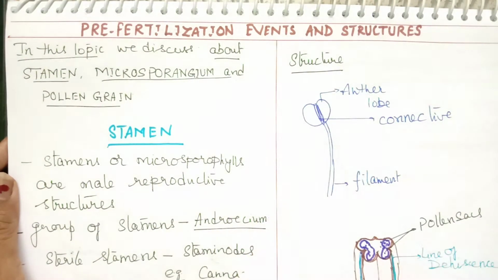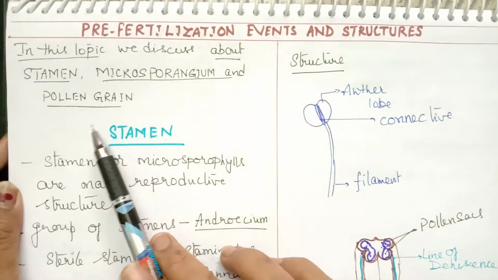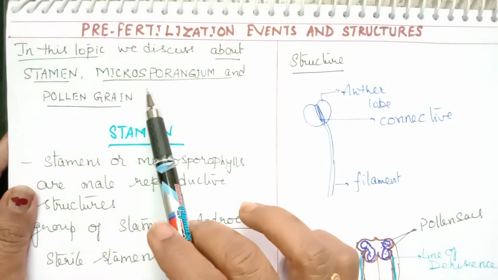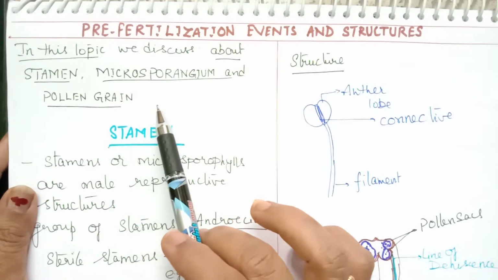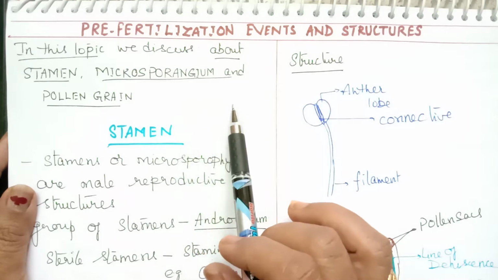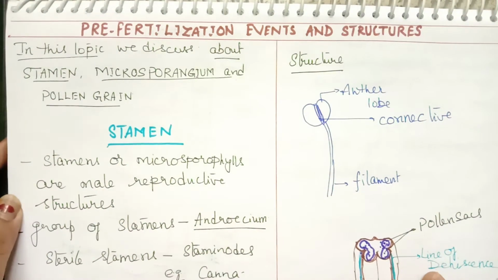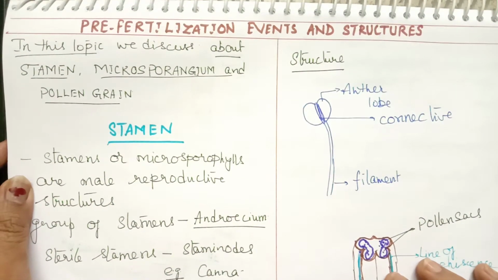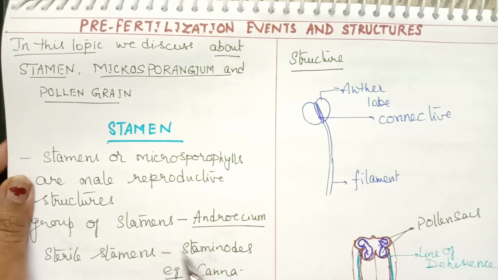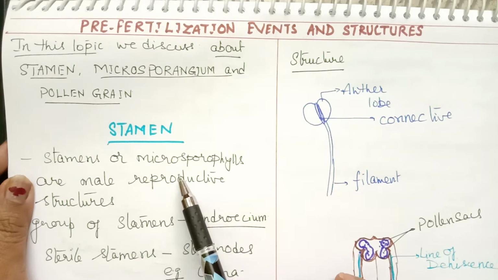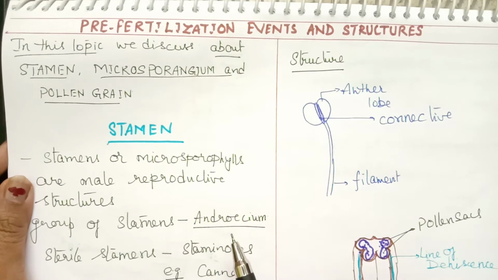pre-fertilization events and structures. So in this topic, we will discuss what is stamen, microsporangium and the pollen grain, structure of pollen grain, development of pollen grain. So all this we are going to discuss in this topic. I am going to divide this into two videos. In my first video, I am discussing the structure of stamen and structure of microsporangium.